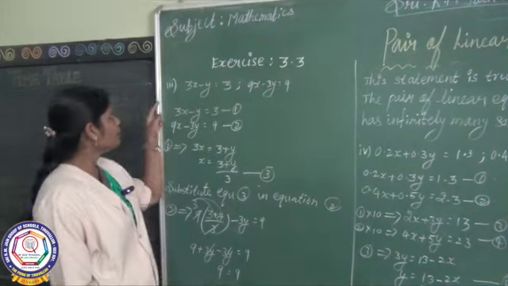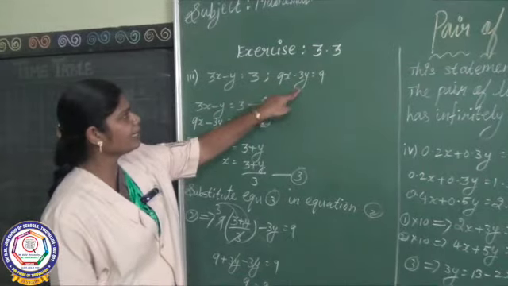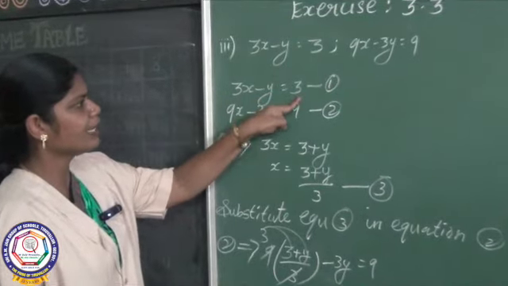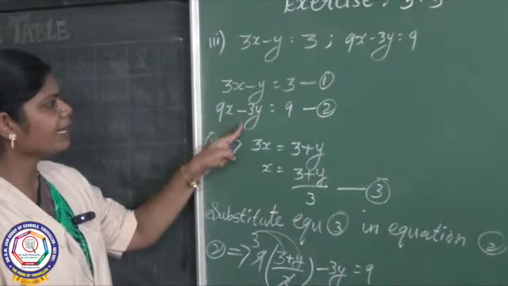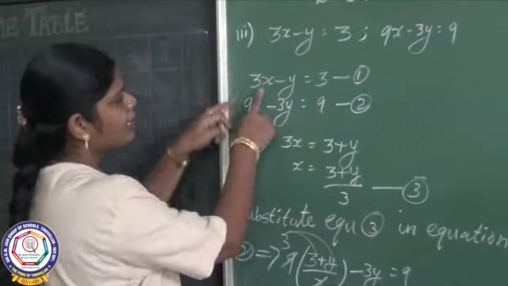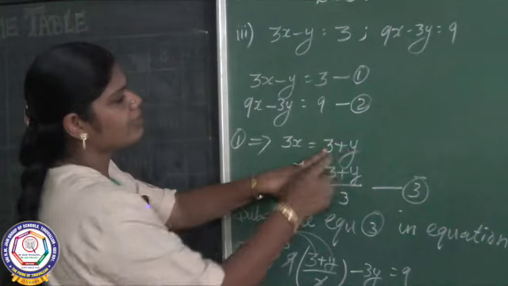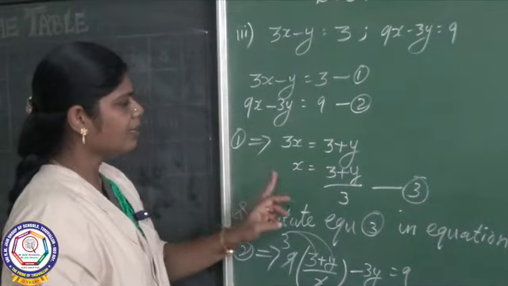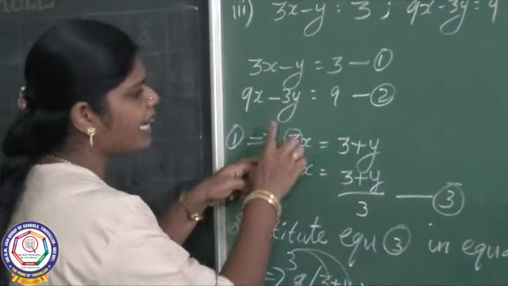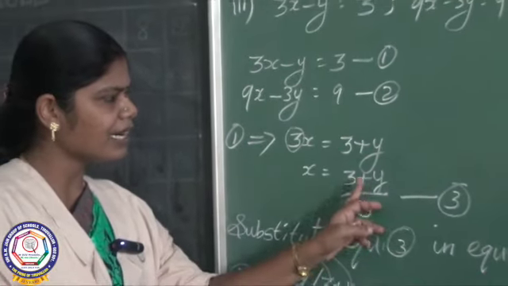Exercise 3.3, third question. 3x minus y equal to 3, 9x minus 3y equal to 9. Let us consider 3x minus y equal to 3 as the first equation. 9x minus 3y equal to 9 is the second equation. The first equation implies 3x equal to 3 plus y. The minus will change to the other side as addition. So x equal to 3 plus y divided by 3 because multiplication will change to division on the other side. This is equation 3.